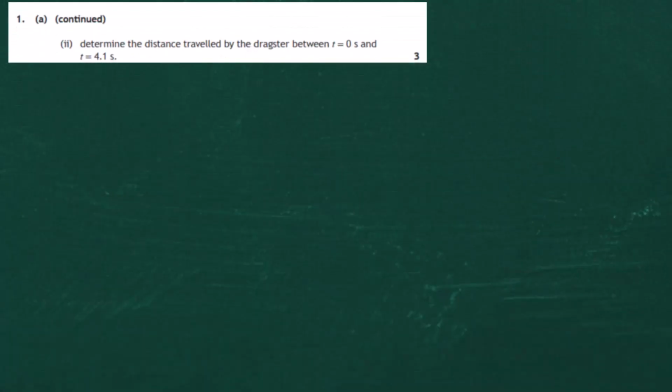Question 1a continued, part 2. Determine the distance travelled by the dragster between t equal to 0 seconds and t equal to 4.1 seconds. Well, we know that the velocity at any given time, v(t), that's the formula for it, is going to equal 6.6 t squared plus 2.2 t.